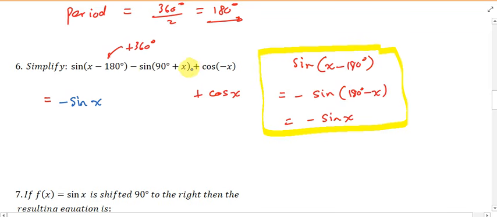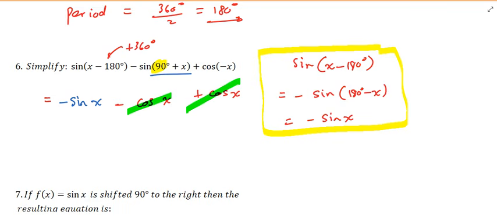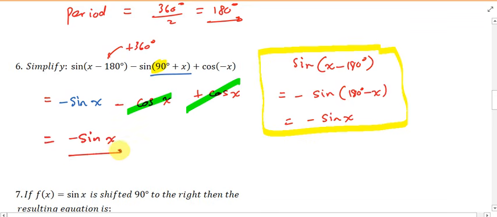And then sine of 90 degrees plus x. Now this is using co-ratios because we have 90 degrees here. Sine in the second quadrant is positive, right? So remember, this negative just remains negative. Sine in the second quadrant is positive, and sine changes to cos, so we have cos of x. Now you can clearly see that the negative cos x and the cos x cancel out, and my final answer is negative sine x. So you will be given A, B, C, D options. You select the correct option.